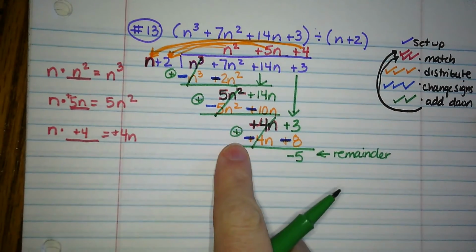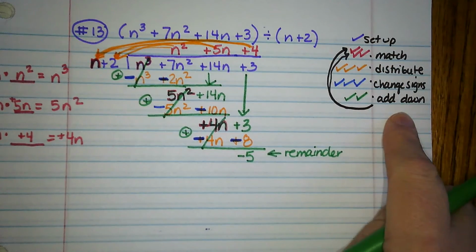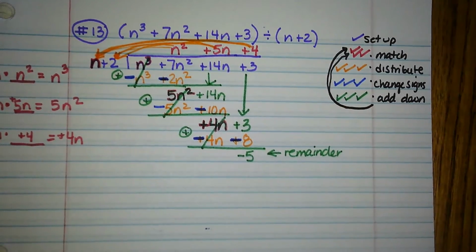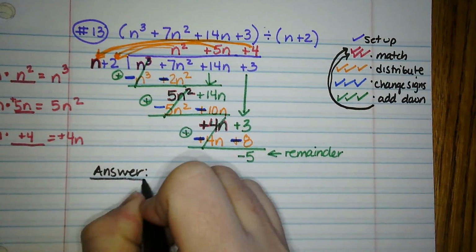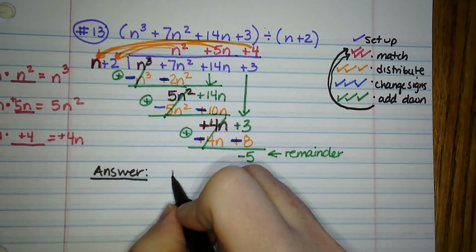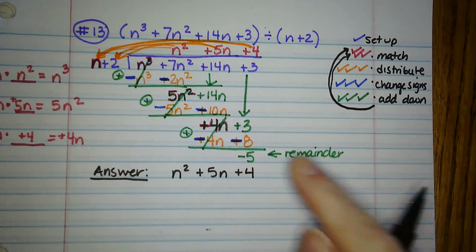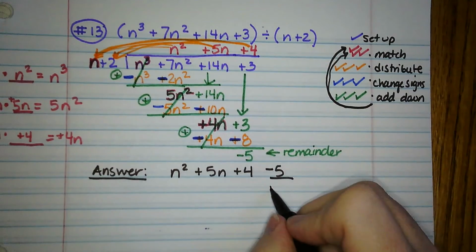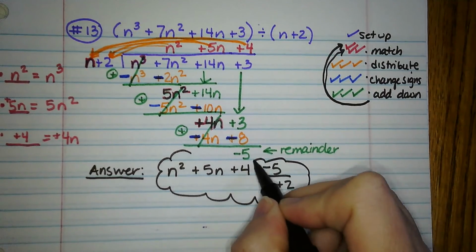So I did 3 cycles. 3 cycles of match, distribute, change signs, add down. And I finished my add down step. Now I'm ready to give my answer. When I give my answer, I take whatever's on top, n squared plus 5n plus 4. I need my remainder, minus 5, over what I divided by, n plus 2. This is the answer to the question.